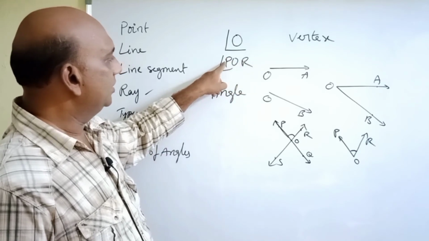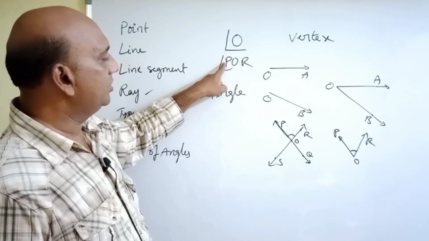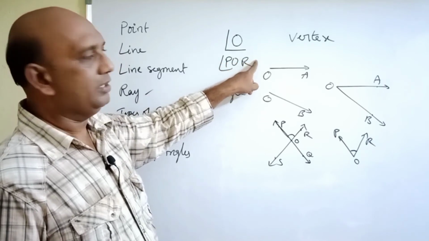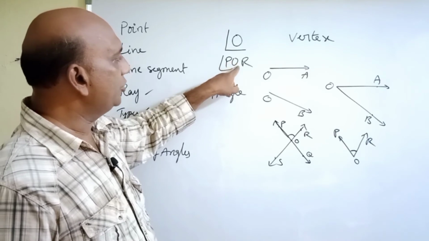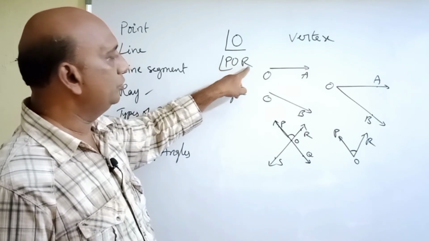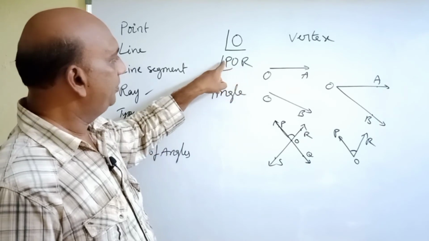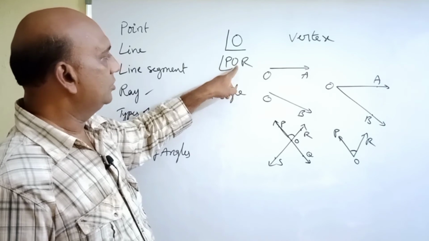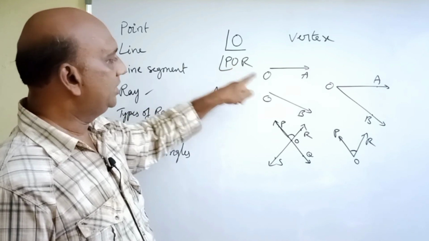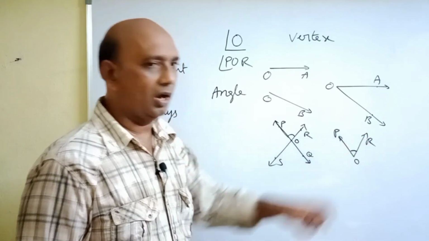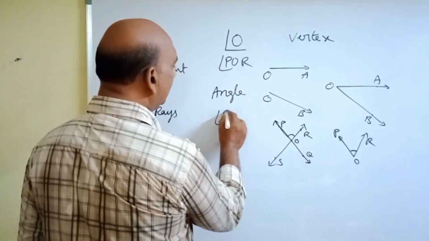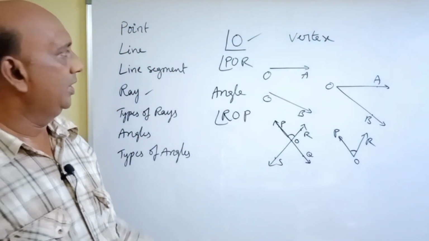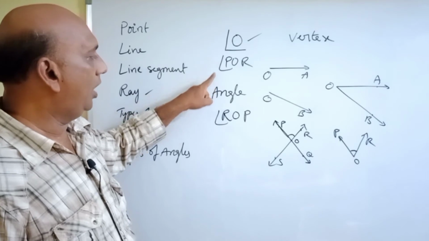At P the ray is continuing indefinitely, and at R also it is continuing indefinitely, but the common endpoint is O. That common endpoint should be in the middle of those two letters. That means POR, where O is the common vertex, common endpoint. That is the vertex, so that should be in the middle. So this can be written as angle POR or angle ROP or simply angle O. Angle O or angle POR or angle ROP.